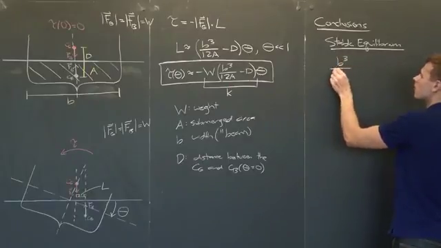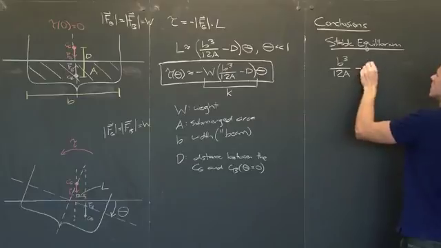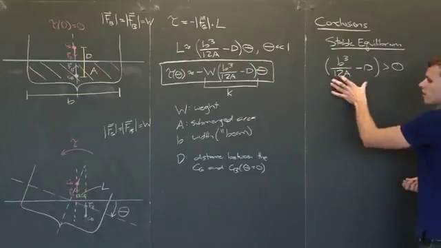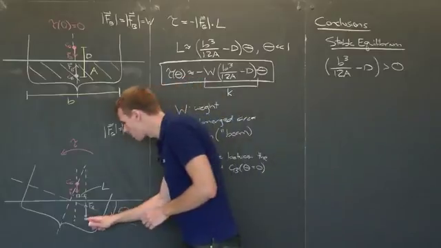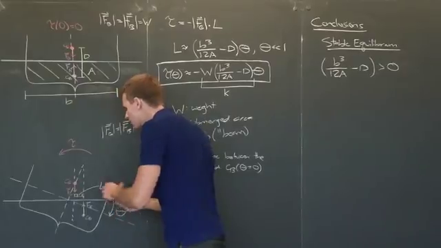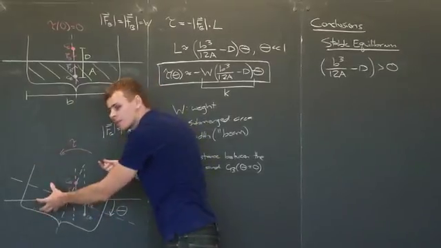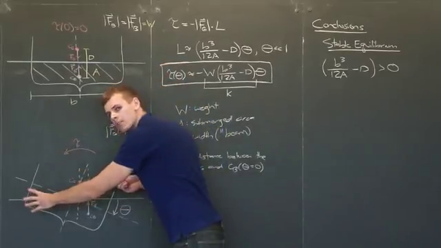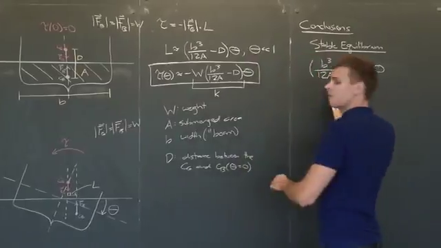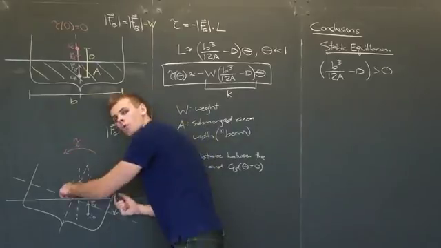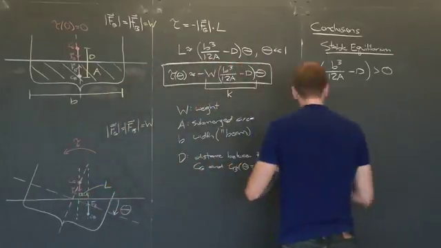So if b cubed over 12a minus d is greater than 0. When this quantity is greater than 0, this means that the center of buoyancy always lies to the right of the center of gravity in this picture. And so it generates a torque in the opposite direction to the rotation angle, always trying to rotate the boat back towards its equilibrium position. The more positive this quantity is, the larger this lever arm will be, meaning you'll get a larger torque and the boat will be more stable.